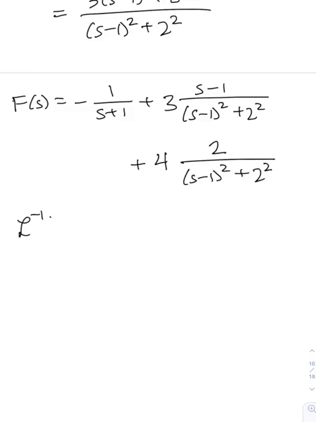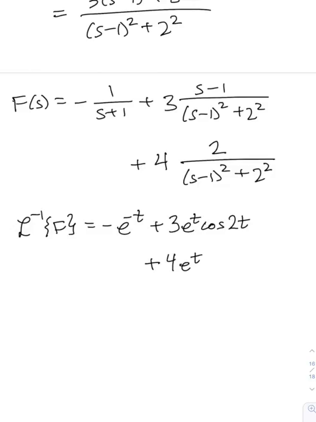So inverse Laplace of F is now negative e to the negative t plus 3 e to the t, because of that s minus 1, cosine bt, b here is 2, so cosine of 2t, plus 4 e to the t sine of bt. There we go.